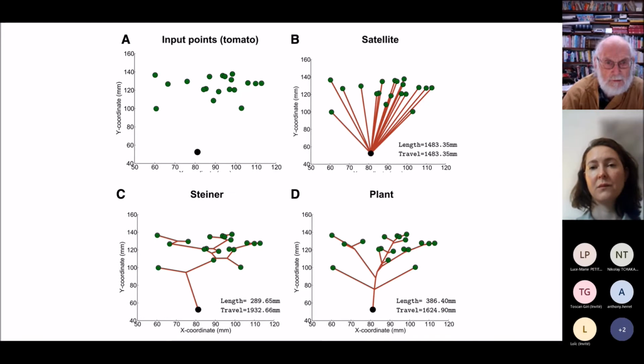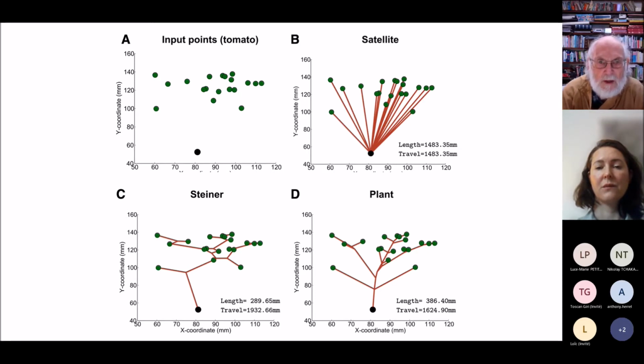In B, you've got what's known as the satellite model, where you've just connected each point directly from the leaf directly to the base of the plant. And so the total distance that anything has to travel through the conducting system is given to you there as length. The travel which they have to go through is also shown there, and you'll see those two numbers are the same, which is what you'd expect with those straight lines. When you come to C, though, you've got what's called the Steiner plot.